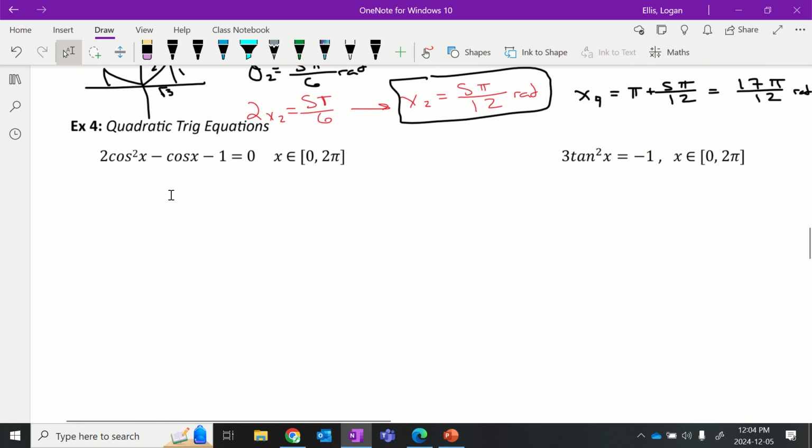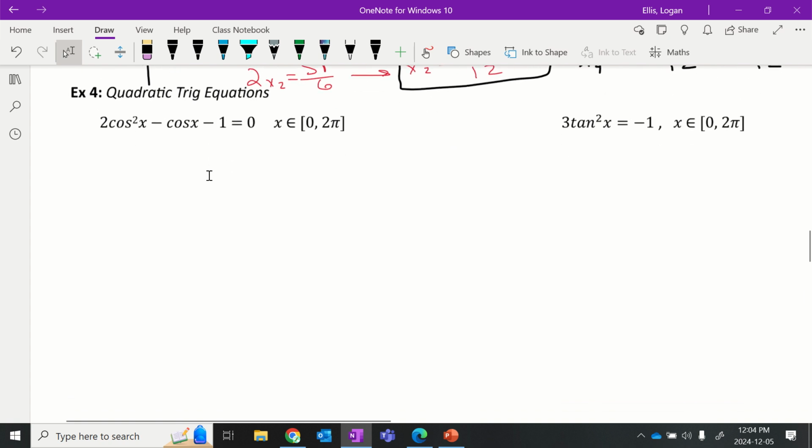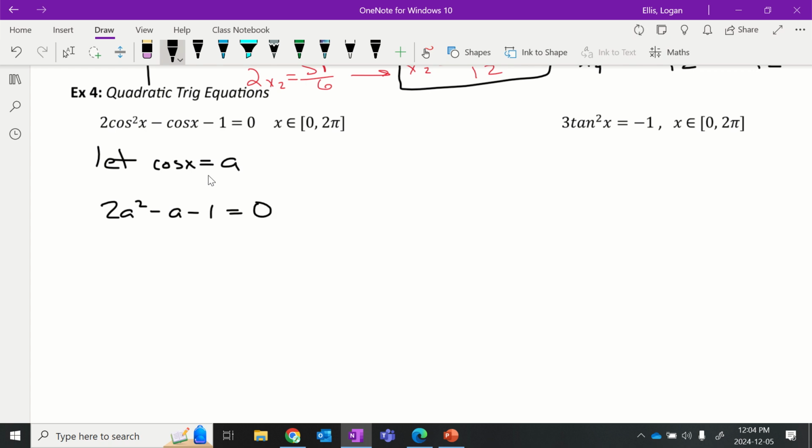All right, here's where we are going to be looking at factoring a little bit. When you're factoring something like this, I find it easier, you don't have to do this, to let, for just 1 second, cos x equal to something like a. So when we see this, this is really 2a squared minus a minus 1 equals 0. I do this because I see this as easier to factor, and that's really what we're doing here.